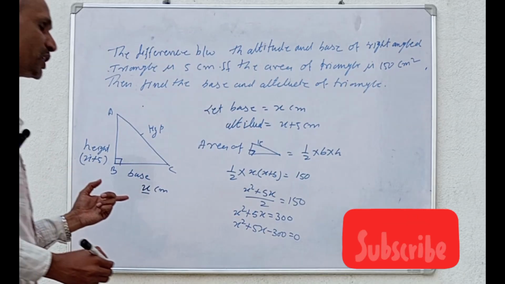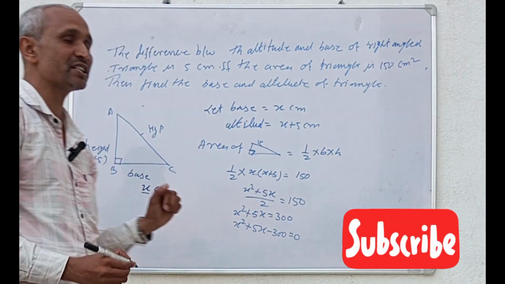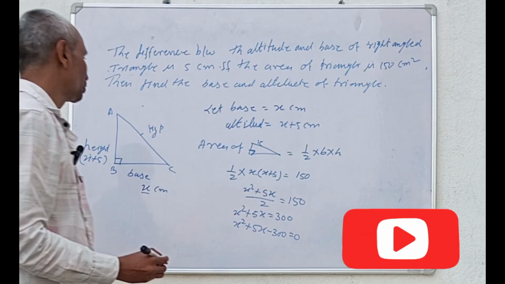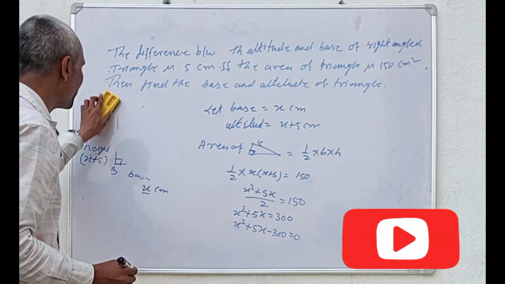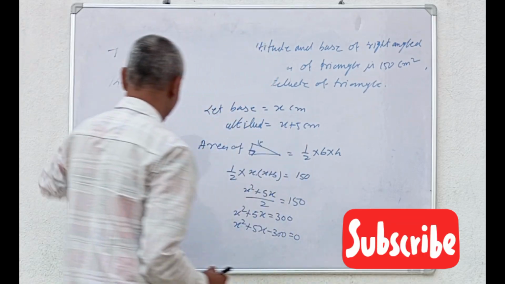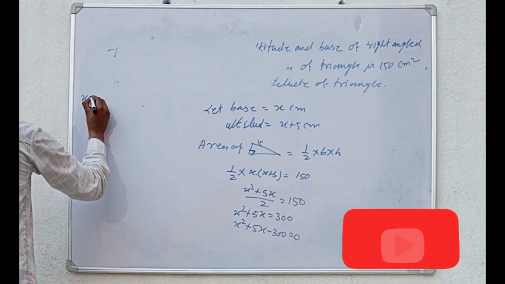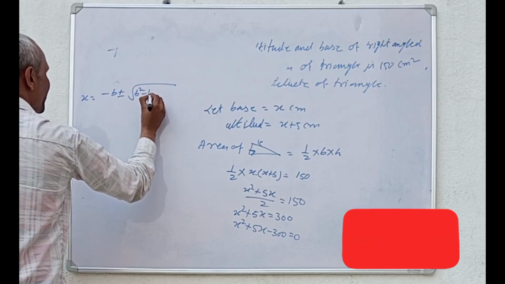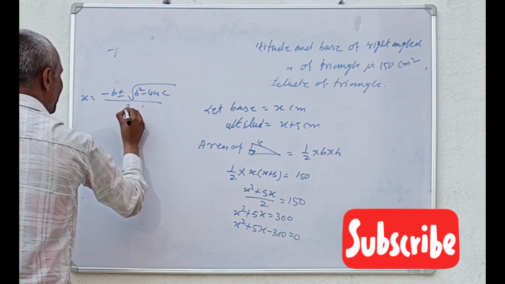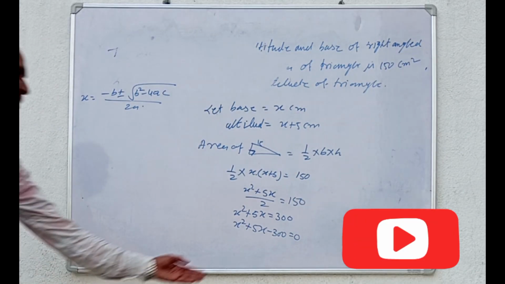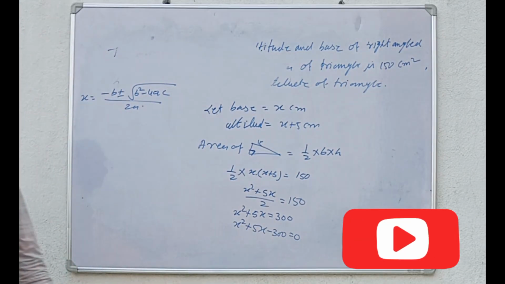In the last question, I did the prime factorization method. Let's do this question by the formula method. The formula is x is equal to minus b plus minus root b square minus 4ac divided by 2a. You can do it by the factorization method also, by finding the numbers that multiply to give the product.